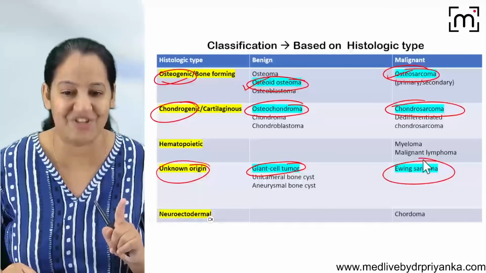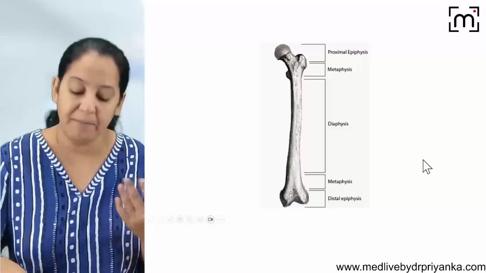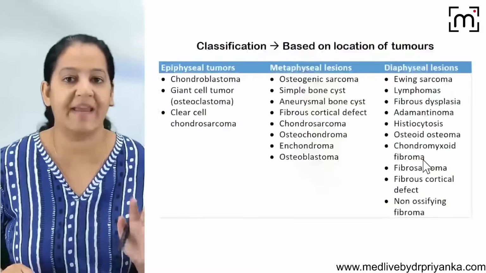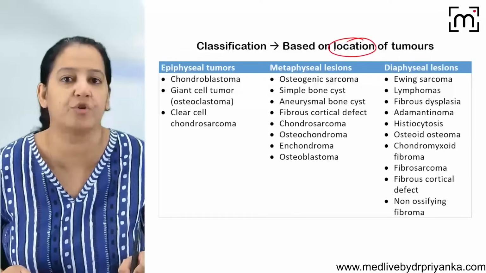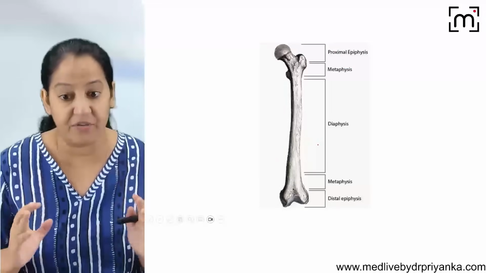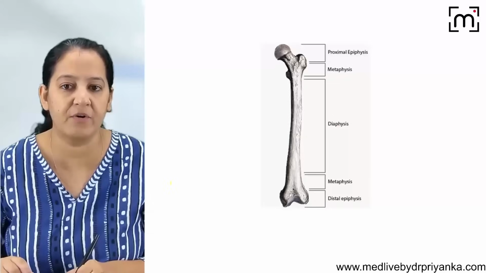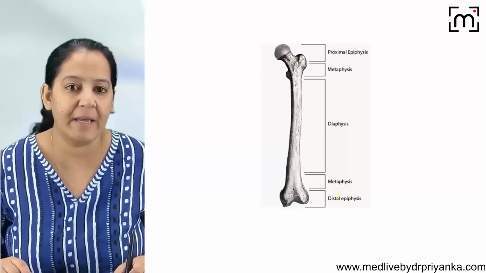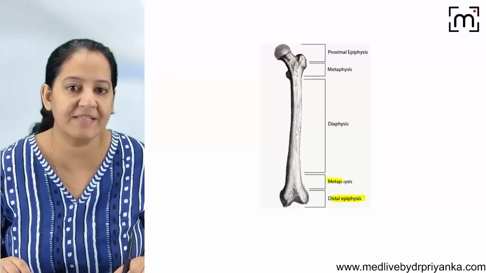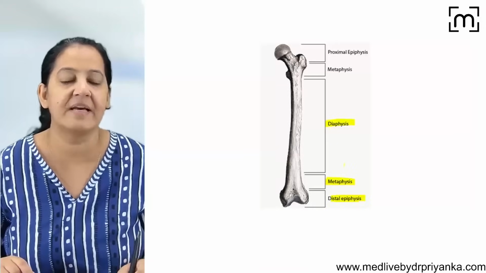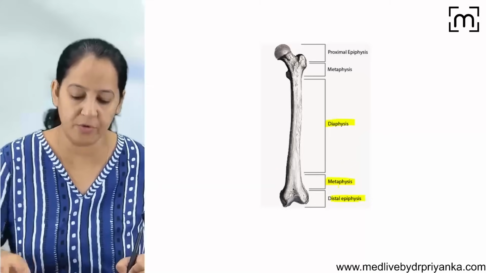This is the first classification. Now coming to the second classification. Because the second classification is based on the location of the tumor, you must understand the parts of a long bone. We divide the long bone into 3 parts. What are the 3 parts of a long bone? We have epiphysis, metaphysis, and diaphysis. So we are dividing the long bone into 3 portions.